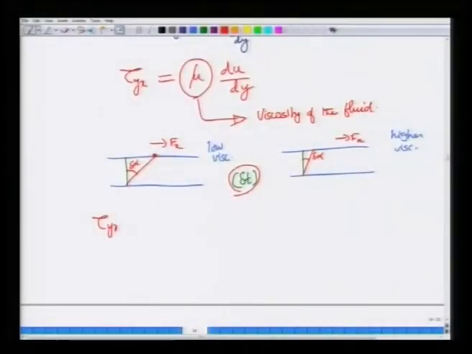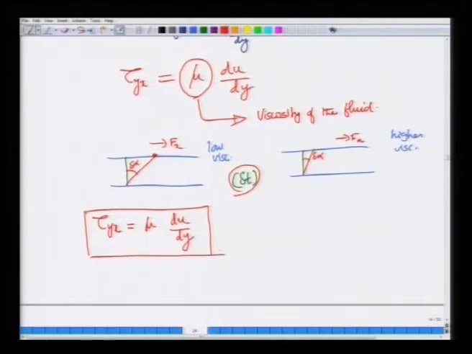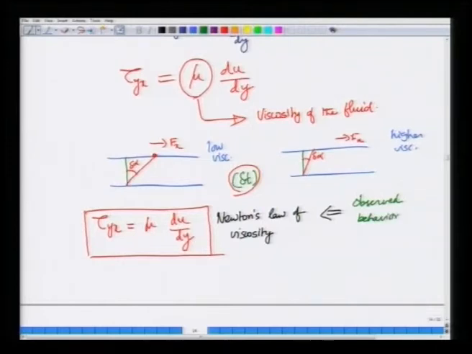So, it is the rate of deformation that is a crucial factor in a fluid, and the stress is directly proportional to the rate of deformation. Now, this, tau yx is mu du dy, where the stress is equal to the viscosity times the rate of deformation, is sometimes called Newton's law of viscosity. But you should understand that this is merely an observed material behavior, an observed behavior of a class of fluids.